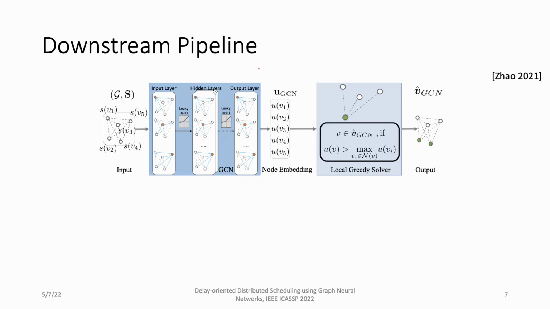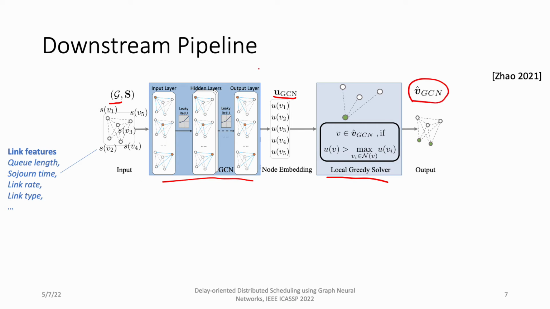To address the optimization problem, we developed this pipeline, which includes a graph convolutional network followed by a local greedy solver. So the graph convolutional network takes in the link features and the conflict graph, and then outputs utilities. And then the local greedy solver takes in the utility as well as the conflict graph and then generates a schedule. So the local greedy solver ensures that all the schedules being generated meet the orthogonality constraint.